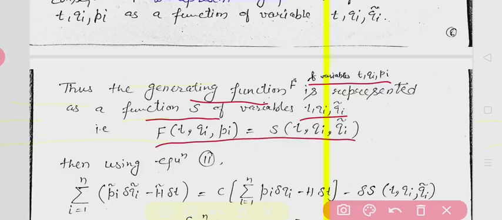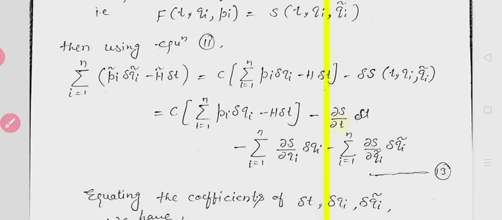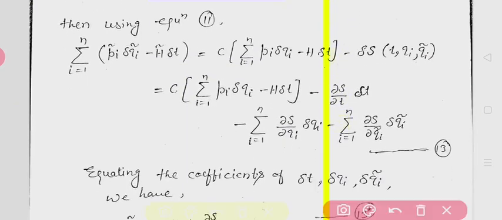So we again use the condition under which the transformation is canonical. So we will say that summation p̃i q̃i-dot... that is, summation p̃i δq̃i minus H̃ δt will be c times of summation pi δqi minus H δt minus δS. Okay, in place of F there is S.